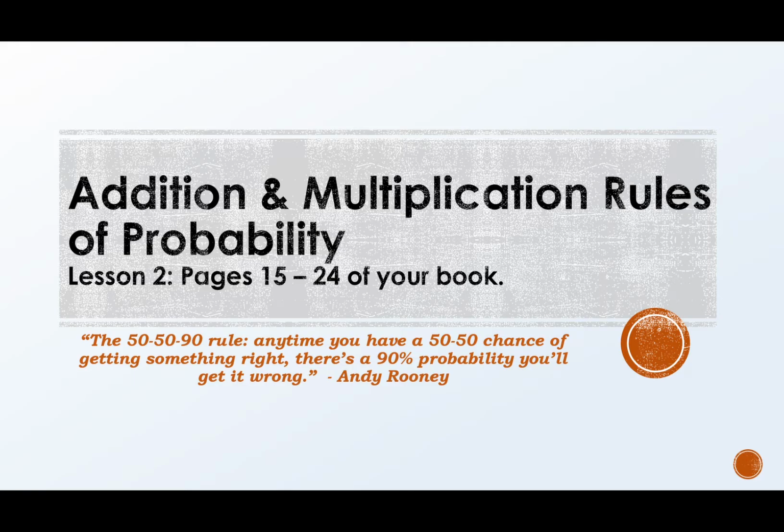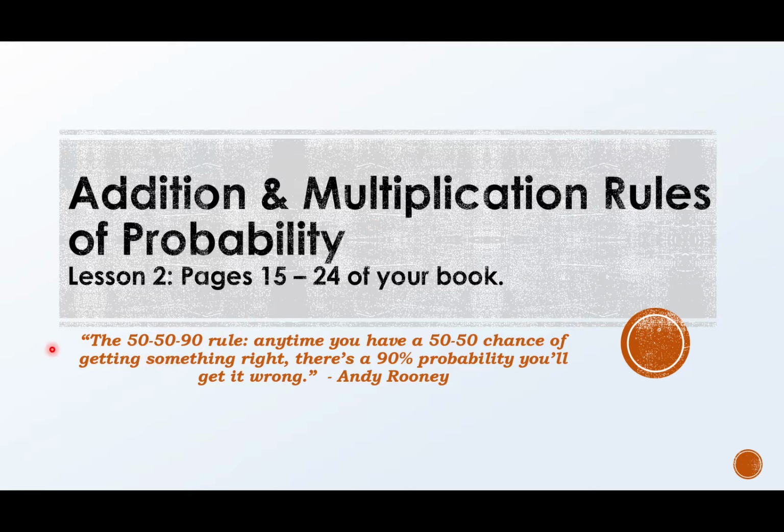Hi guys, this is lesson 2, addition and multiplication rules of probability. The lesson is found in pages 15 up to 24 of your book. However, the book is not as comprehensive as we teachers want it to be. That is why in this lesson, I incorporated the things that you should learn whenever you study about addition and multiplication rules of probability. So expect that you will learn more than what's in the book, okay?